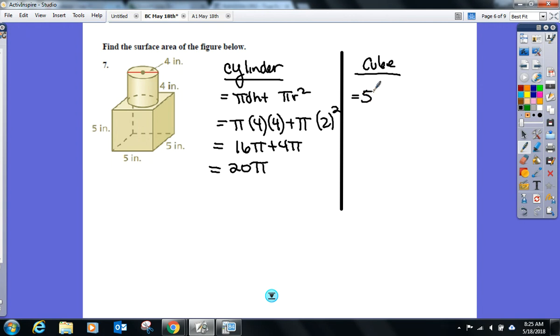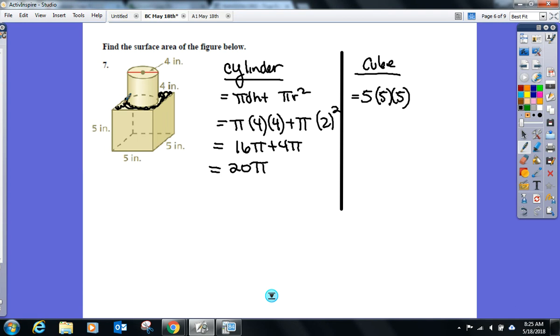So 5 full faces, and what's the area of all of them? 5 by 5. Each one's 5 by 5. So 5 faces that are 5 by 5. Now I need help with that 6th face on top, because you have to tell me how to find this area right here. That's still showing, and that's going to count for the surface area. Suggestions for how I can find what's left over here?